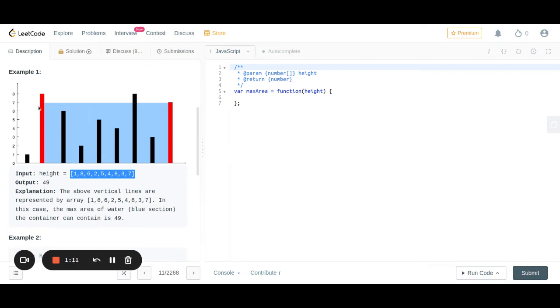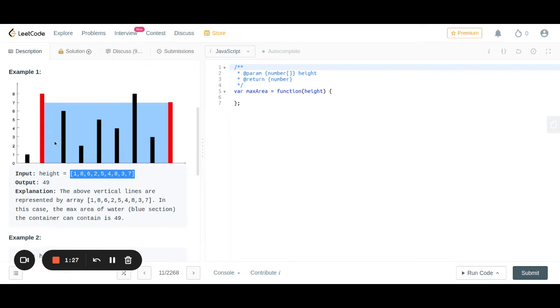Now if we check the most water like this one. Here the minimum is 7. Okay, minimum is 6, and the width is also like 7. Okay, so the maximum area is 7. 7 into 7 is 47.